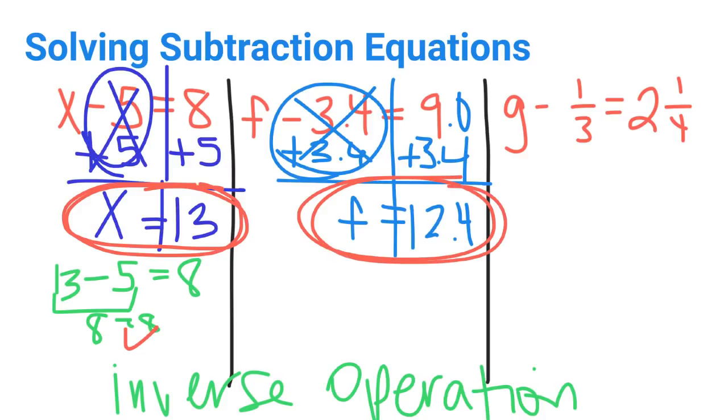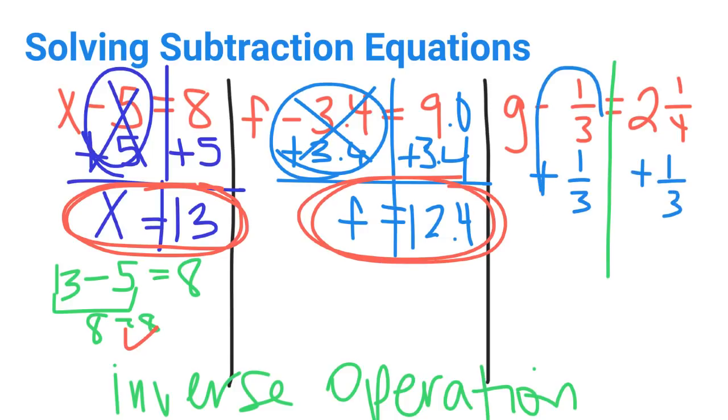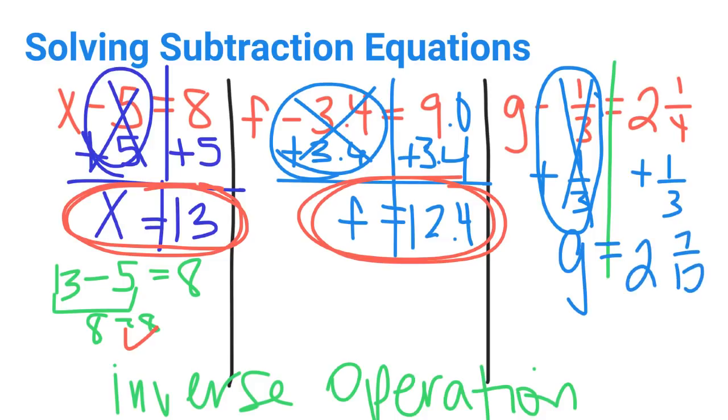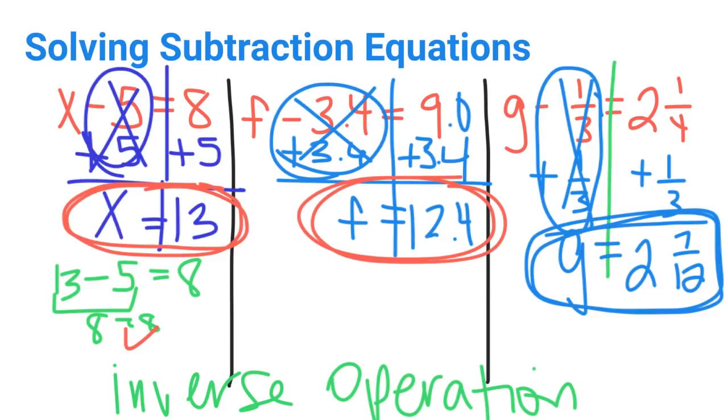And finally, with our last example, we are going to draw our line down through the equal sign, and in this case we are still adding because we're working with subtraction, so the opposite of subtraction is addition. We're going to add 1/3 to each side, so 1/3 minus 1/3 cancels. We're left with g, and then 2 1/4 plus 1/3. I'm going to type that in on my calculator and get 2 7/12. And that would be my final answer, so g would be equal to 2 7/12.